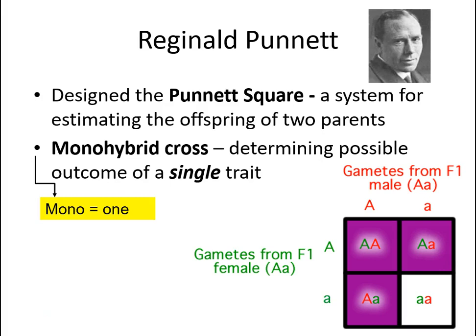Monohybrid cross, remember that mono means one. So when we're doing a monohybrid cross, we are looking at the possible outcomes for a single trait. So we would take our two parent organisms and their genes, and we could, one at a time for each gene, predict what characteristics the offspring would have.